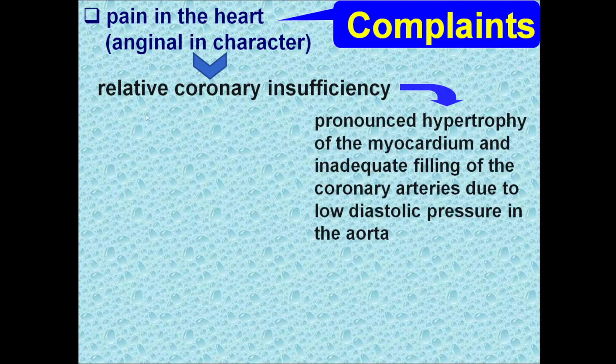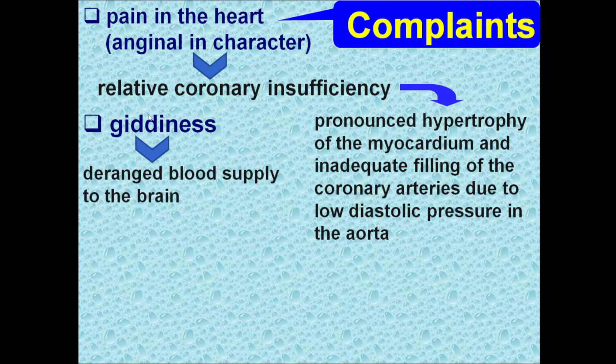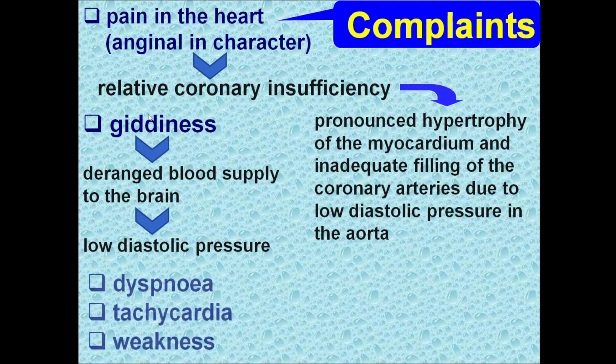As a result, relative coronary insufficiency, because pronounced hypertrophy of myocardium needs more intensive blood circulation. It becomes impossible, first of all, due to the comeback blood flow and due to low diastolic pressure. Coronary circulation is tightly correlated with diastolic blood pressure. Another problem is with the central nervous system: the patient feels giddiness, decreased vocal capacity, sometimes syncope and other problems, which again are explained by deranged blood supply and low diastolic pressure.